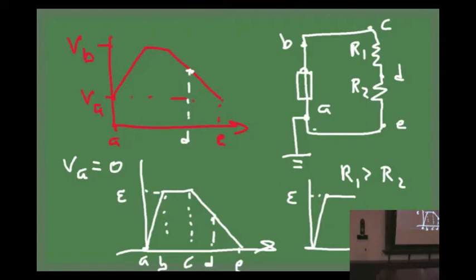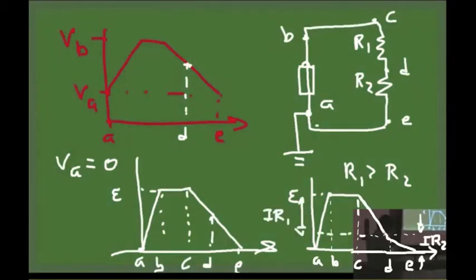Right? So in that case, you would have a bigger drop here to D, and then the rest of it would be the drop to E. Right? And this difference is going to be the current times R1. And this difference here is the current times R2. Right? So that's how that graph would change.